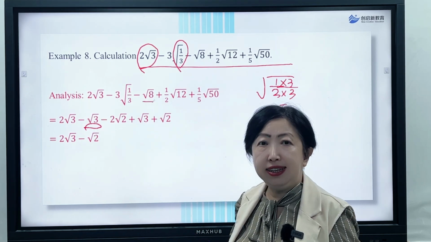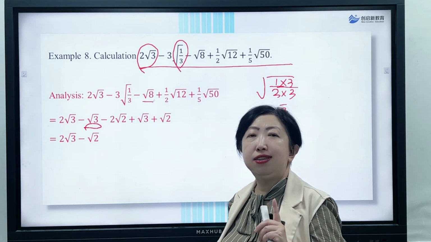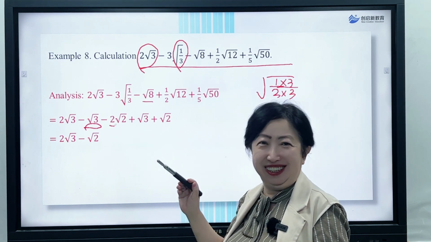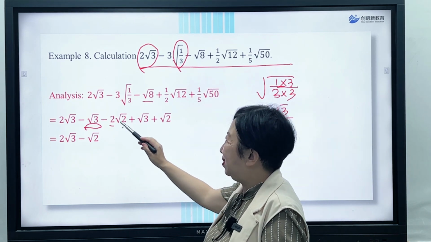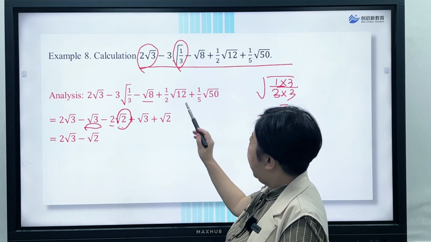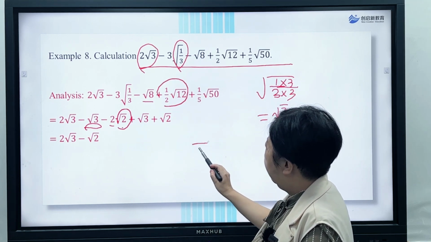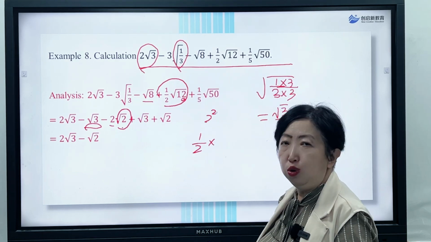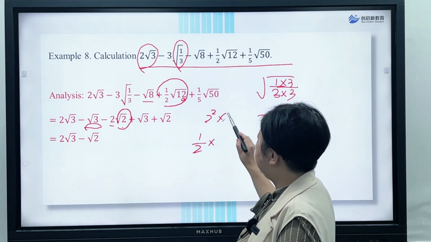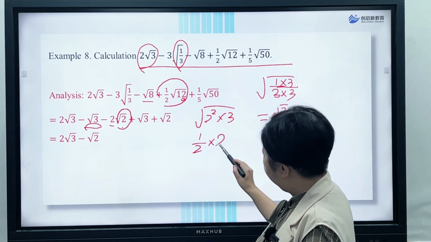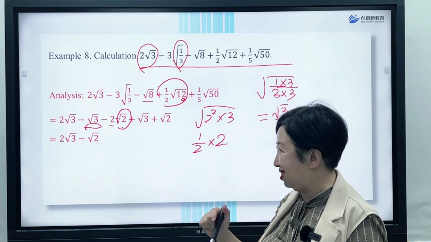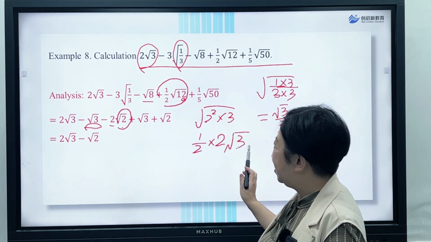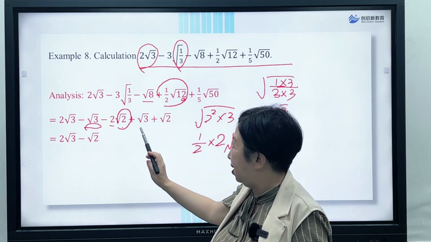Here the root of 8. 8 equals the square of 2 times 2 times 2. So 2 can go out, and 2 times the root of 2. And here half times root of 12, we can get the square of 2 times 2 times 3. And here 2 can go out. Okay, here equals the square root of 3.